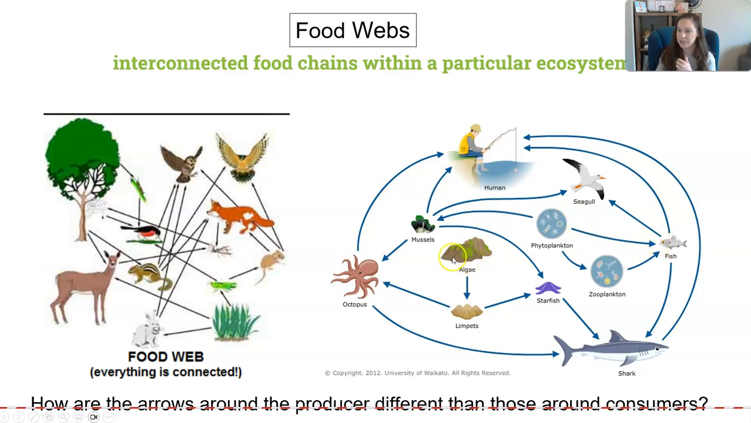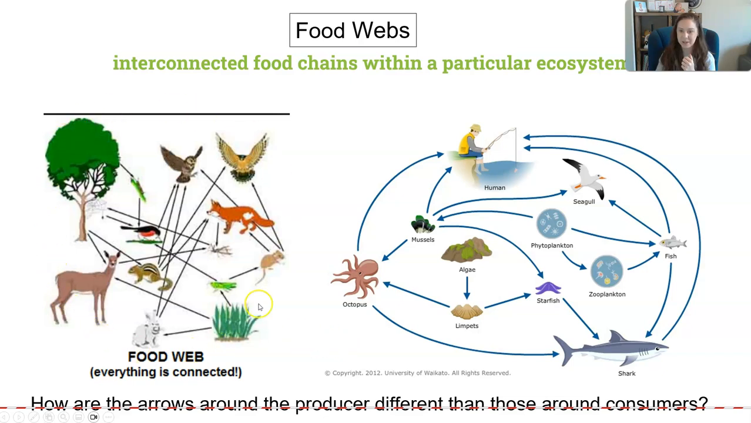Similar algae. There's no arrows pointing to algae, so nothing is pouring its energy into the algae except for the sun. Okay, so algae would be the producer, and its energy will flow into the limpets, and from there, the starfish or the octopus. Okay, and then who's at the end? Who's at the end result? Yeah, us. We're on the top of the food chain here, the food web. Okay, this is when everything is interconnected.